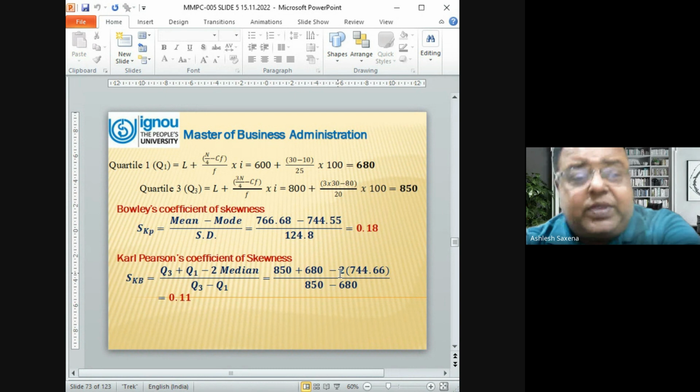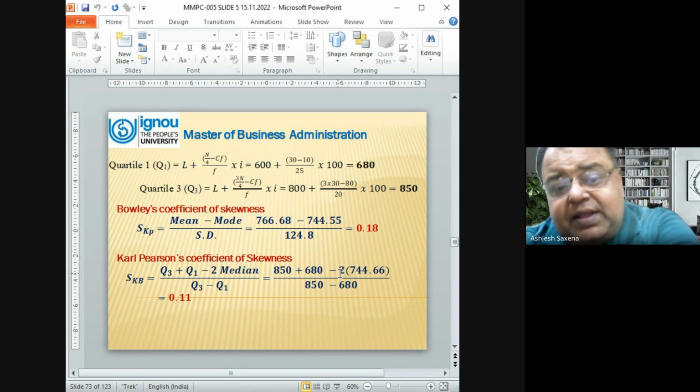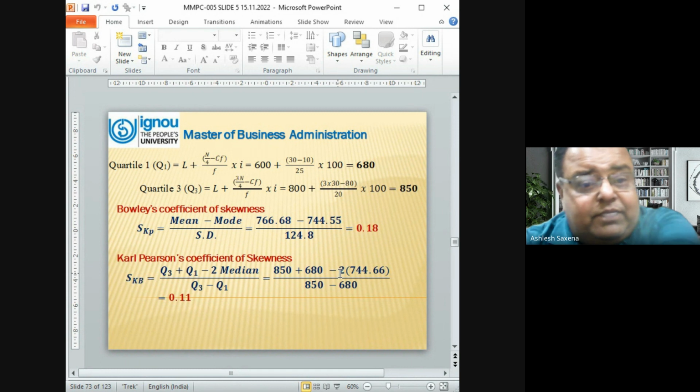Now, Bowley's coefficient of skewness: mean minus mode upon SD. You will get the value as 0.18. And for the same problem, I am calculating Karl Pearson coefficient of skewness. After putting in the values, I get 0.18. Almost the same.